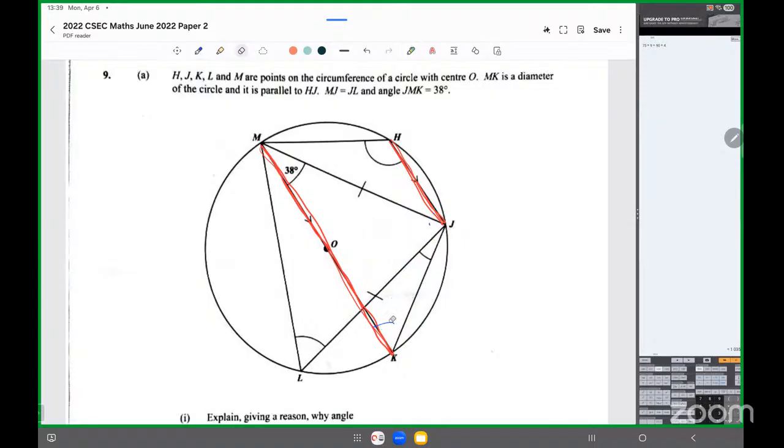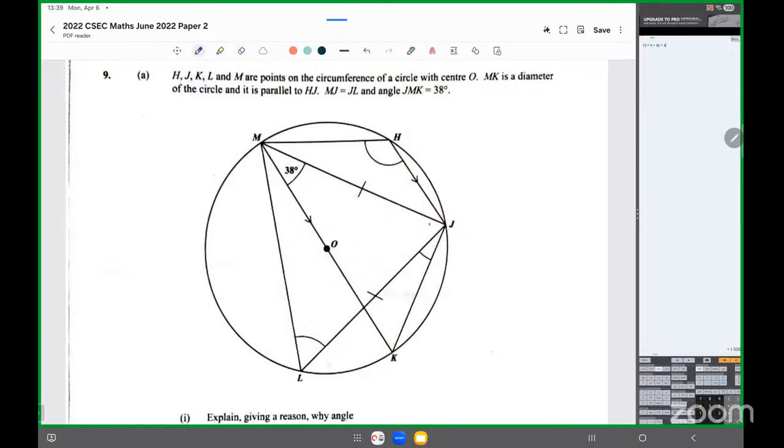Also, if you join this end up here, then these two angles, this and this, again add up to 180 degrees. Co-interior angles again. Right? So you're looking out for those things as you work.